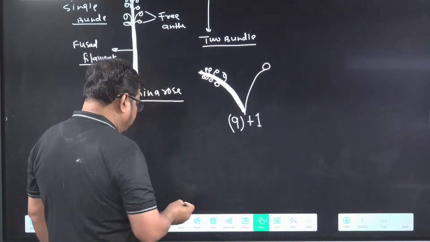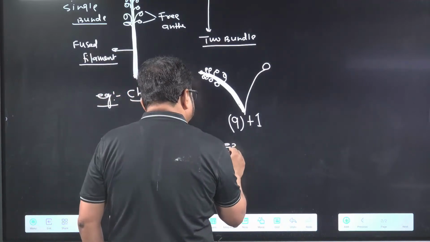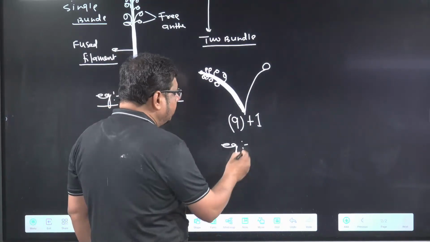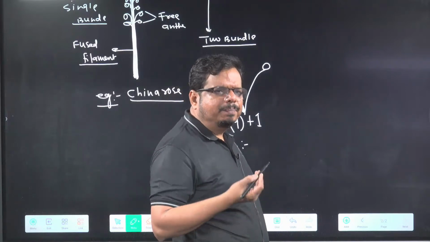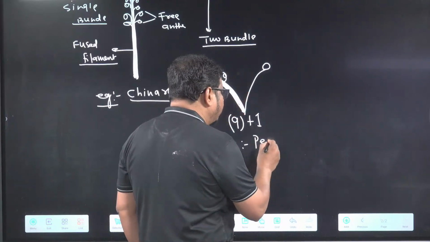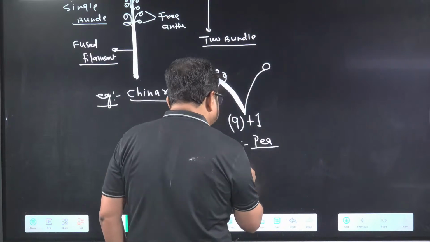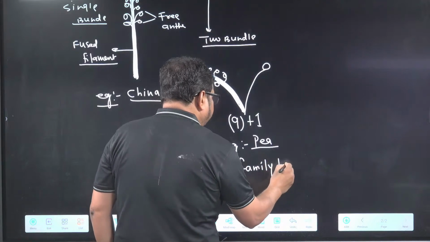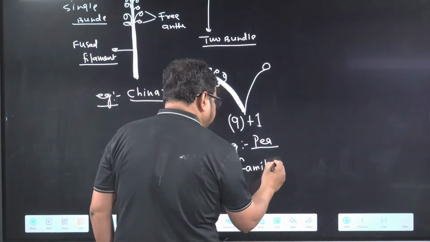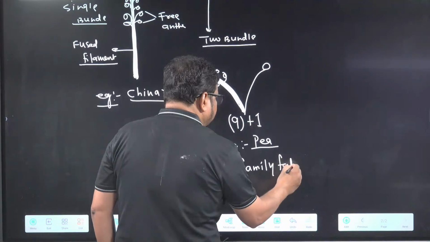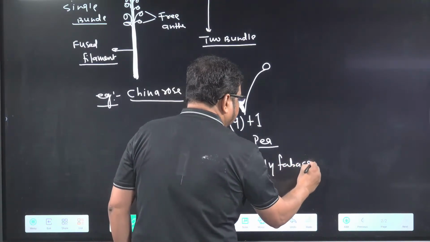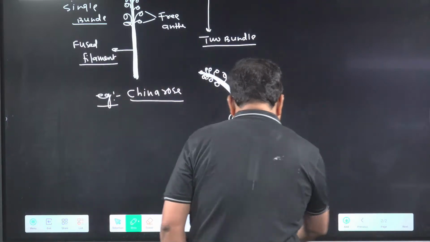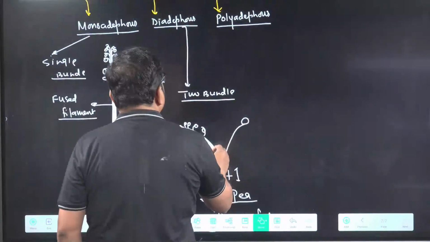Now what are we talking about? What is the example of the diadelphous condition given in NCERT? A family is there. Pea. Pea belongs to which family? Fabaceae family. So we can also write the example, family Fabaceae. In every member of family Fabaceae, we are going to see which condition? Diadelphous condition. Did the picture come or not? So diadelphous is over.